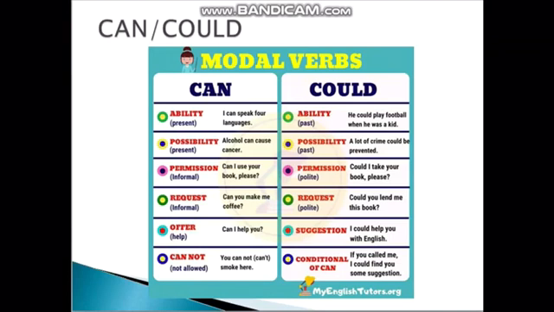The verb could is primarily the past tense form of the word can. For example, he could play football when he was a kid. A lot of crime could be prevented. In requests, comments, and sentences, it's considered more polite to use could than can. For example, could I take your book, please? Could you lend me this book? And etc.